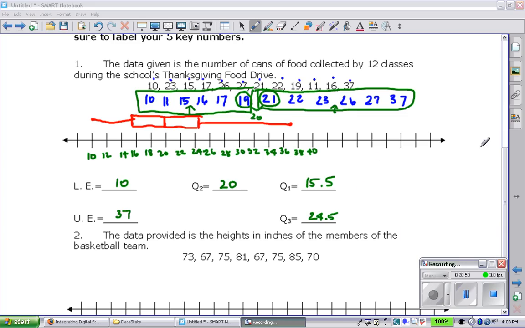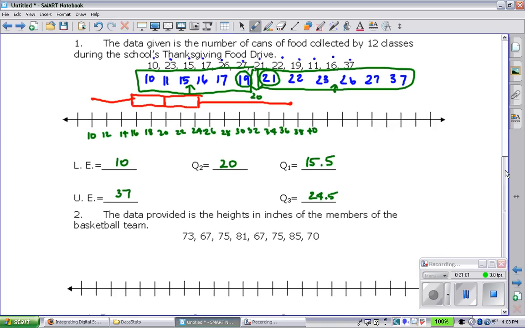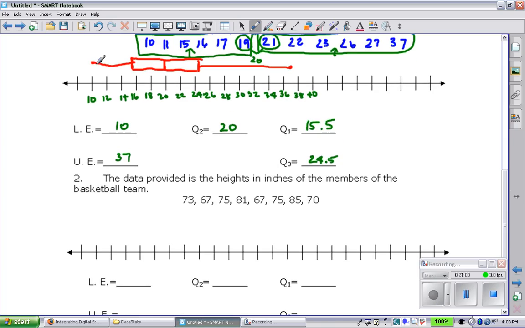So your graph should look very much like mine. 10 and 37 are the ends of our whiskers. Q1 is at 15 and a half, so you're going to be closer to the 16 than you are the 14, because 15 is going to be right here in the middle. The second quartile was 20, and then your third quartile was 24.5, so just a little bit past the 24.